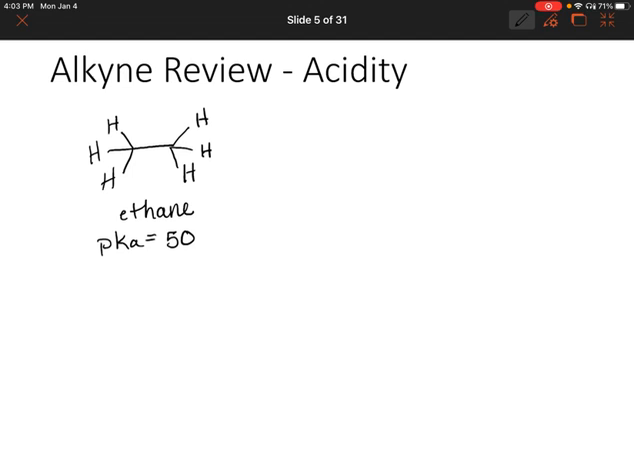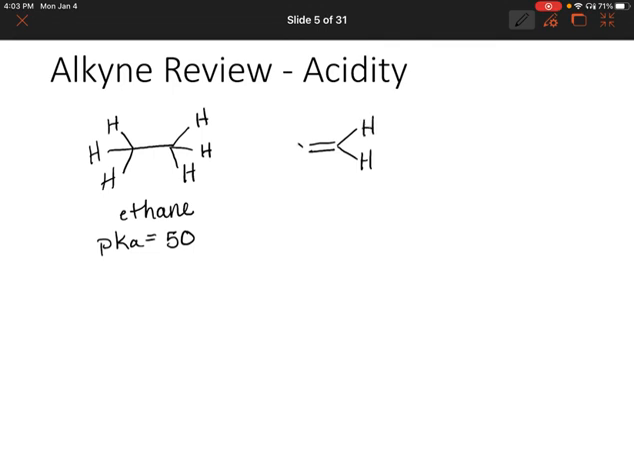And remember that the lower the pKa value, the more acidic the molecule. So ethane is not particularly acidic at all. It has a pretty high pKa value. But now let's add a double bond in there.